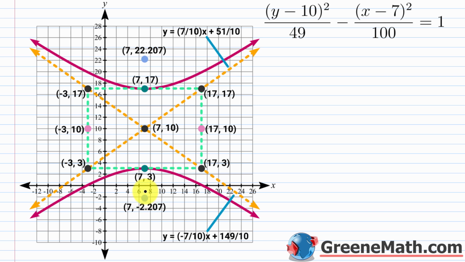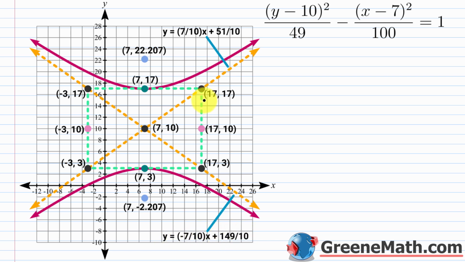The covertices we figured out. Again, we're moving to the right by 10 units, and we're moving to the left by 10 units from the center. So you have 17, 10, and negative 3, 10. For the asymptotes, again, we plugged into the formula. You can always use the point-slope formula if you need to. So y equals 7/10 x plus 51/10. That's this one, and this one is negatively sloped, so y equals negative 7/10 x plus 149/10.